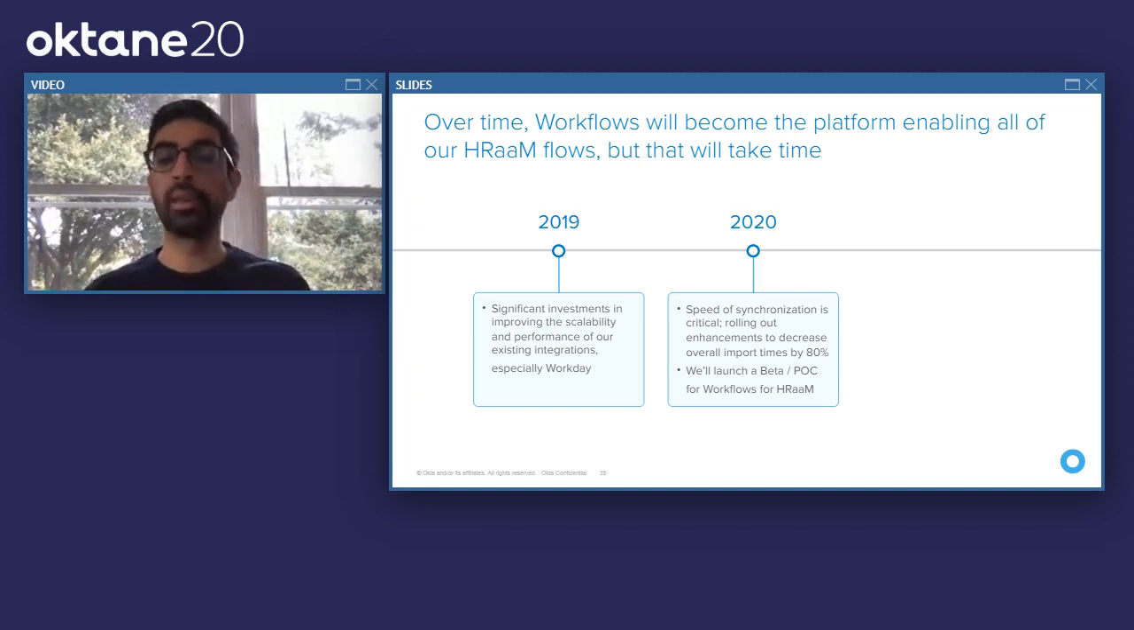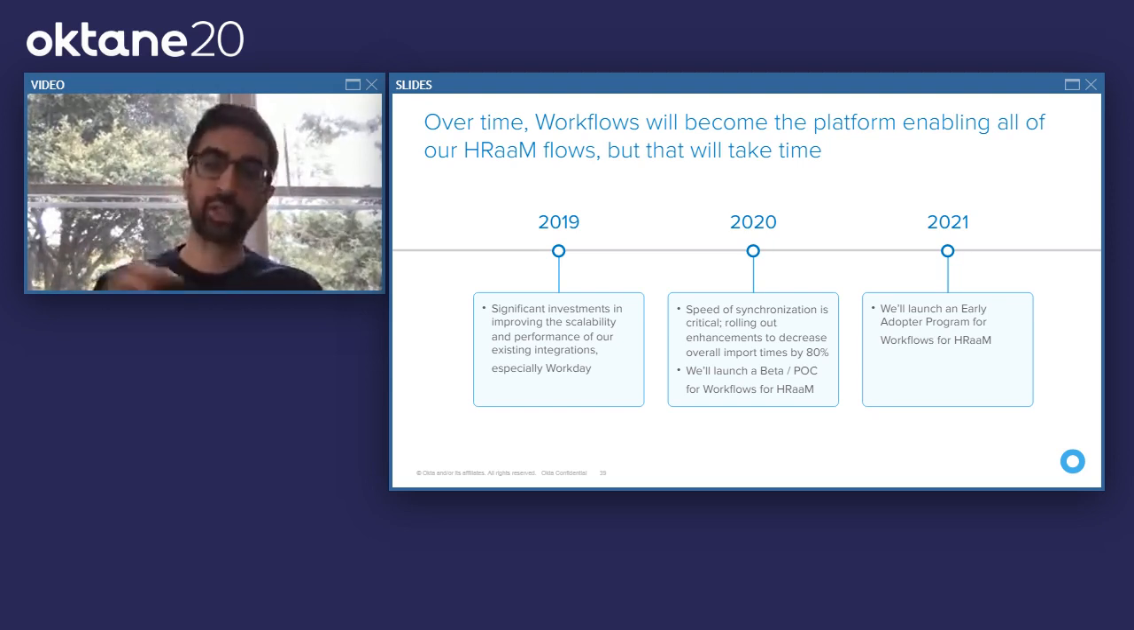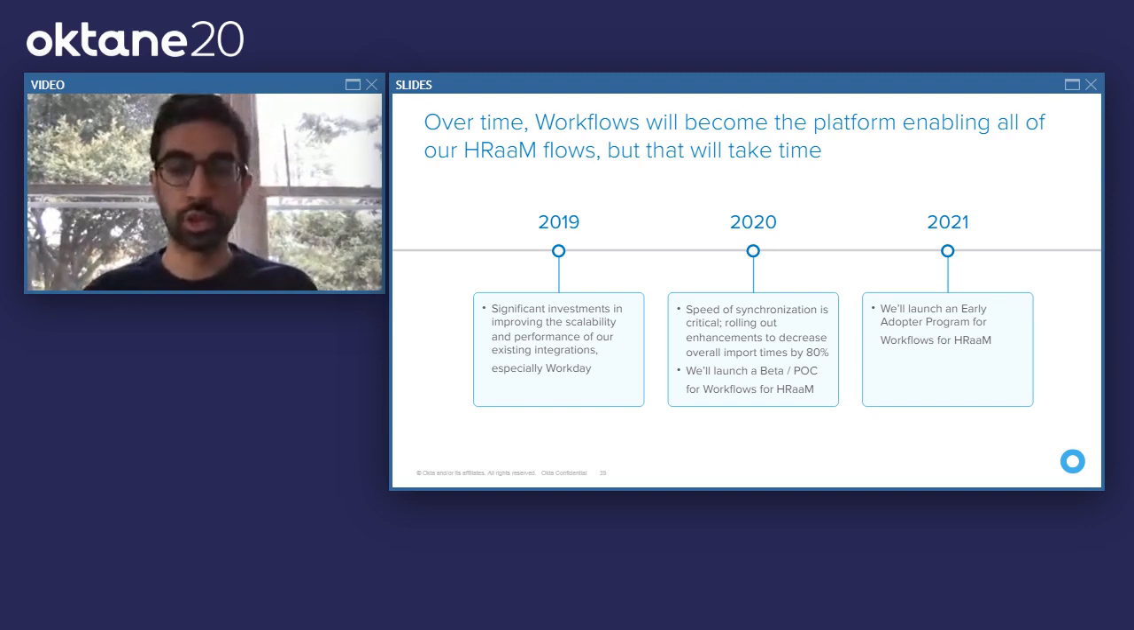But we're also going to be making significant inroads towards this future workflows vision. We'll be launching a beta, a proof of concept for workflows for HR as master this year. And then next year, you can expect an early adopter program in production for workflows for HR as master. So this is a little bit about the cadence of what we're doing this year, how we can extend workflows for HR as master in the interim, but you'll see a more fully featured end-to-end solution next year.